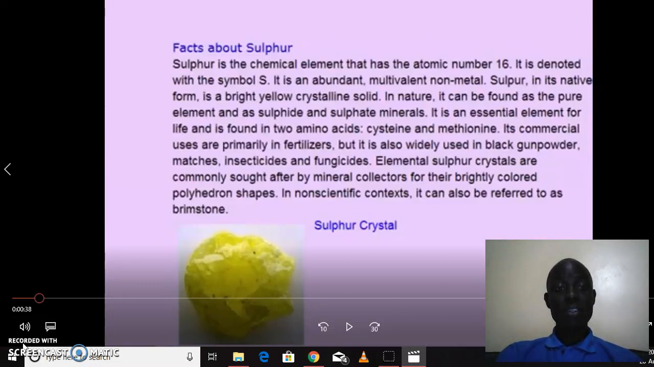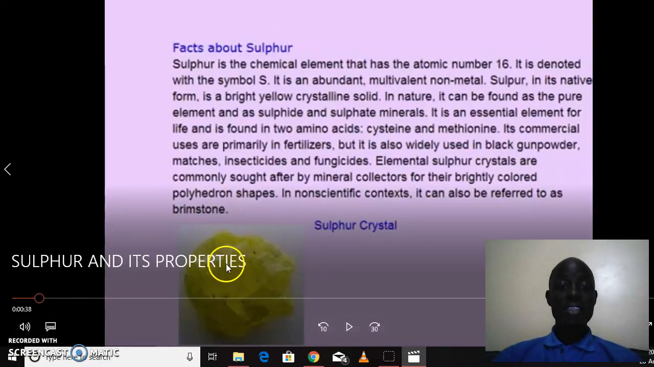Elemental sulfur crystals are commonly sought after by mineral collectors for their brightly colored polyhedron shapes. In a non-scientific context, it can also be referred to as brimstone. So what you are seeing here is an example of crystalline sulfur, which we call the sulfur crystal.